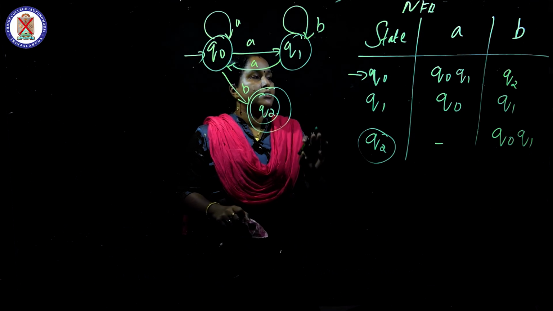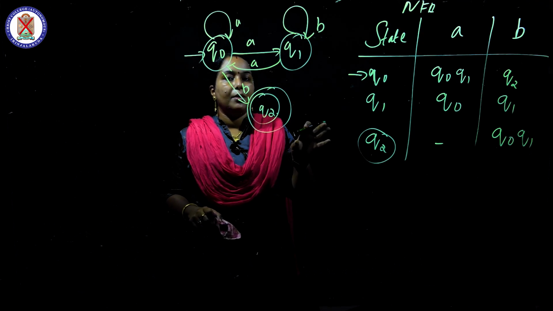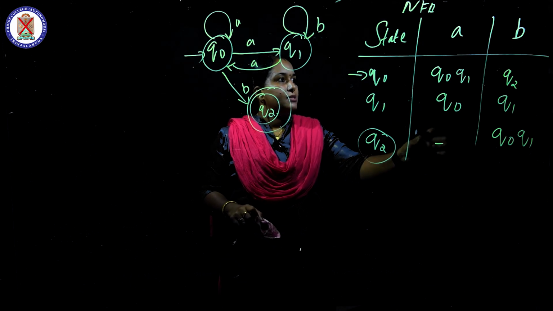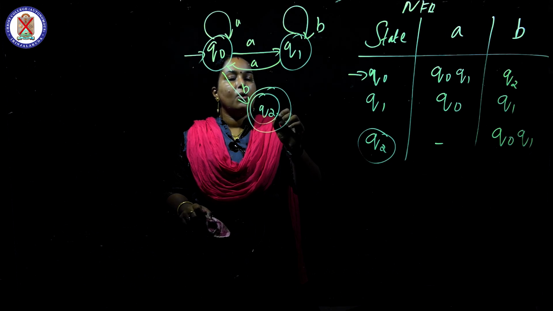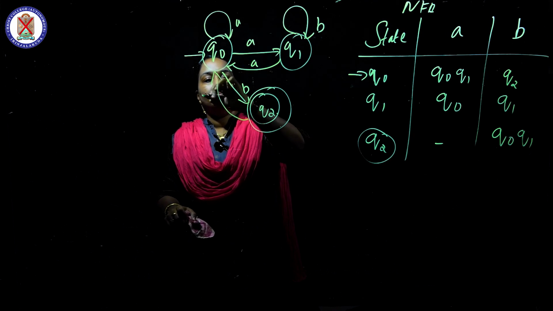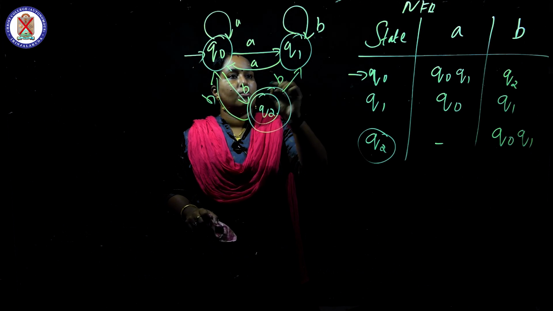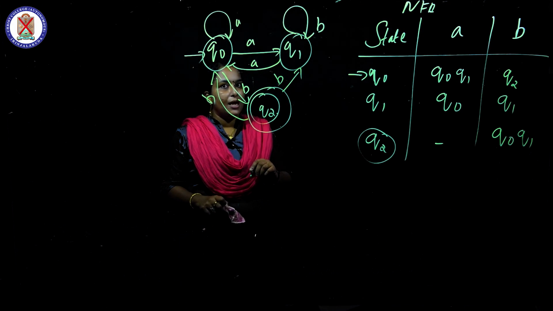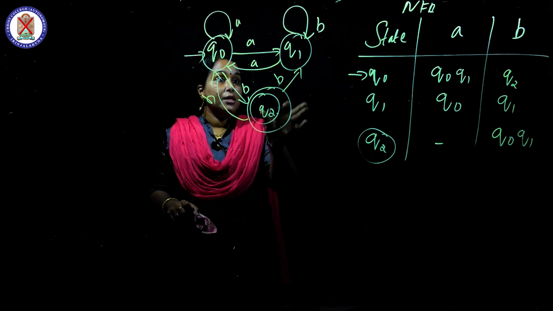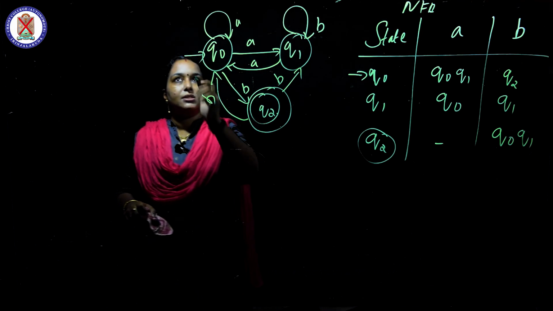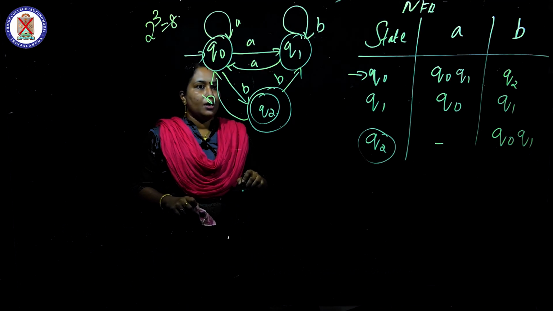Next, Q2 on A, no transition. So in NFA, whether a transition occurs or not for an input symbol, that is not a problem. So we can bypass the condition of A. Next, on B, Q2 goes to Q0 and also Q1. So this is the NFA. Look at here, it has 3 states. So how many power set will it have? 2 raised to 3, that is equal to 8 states.